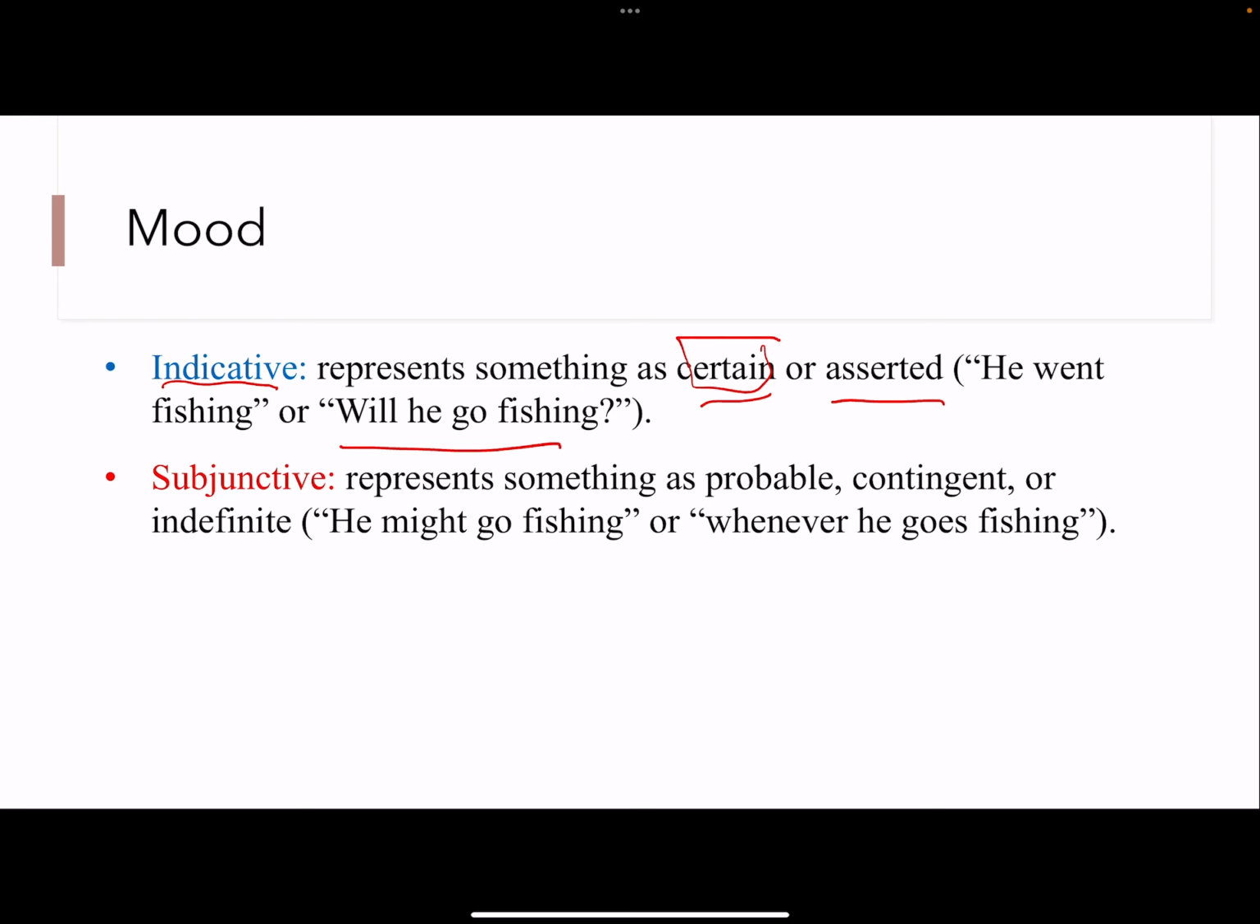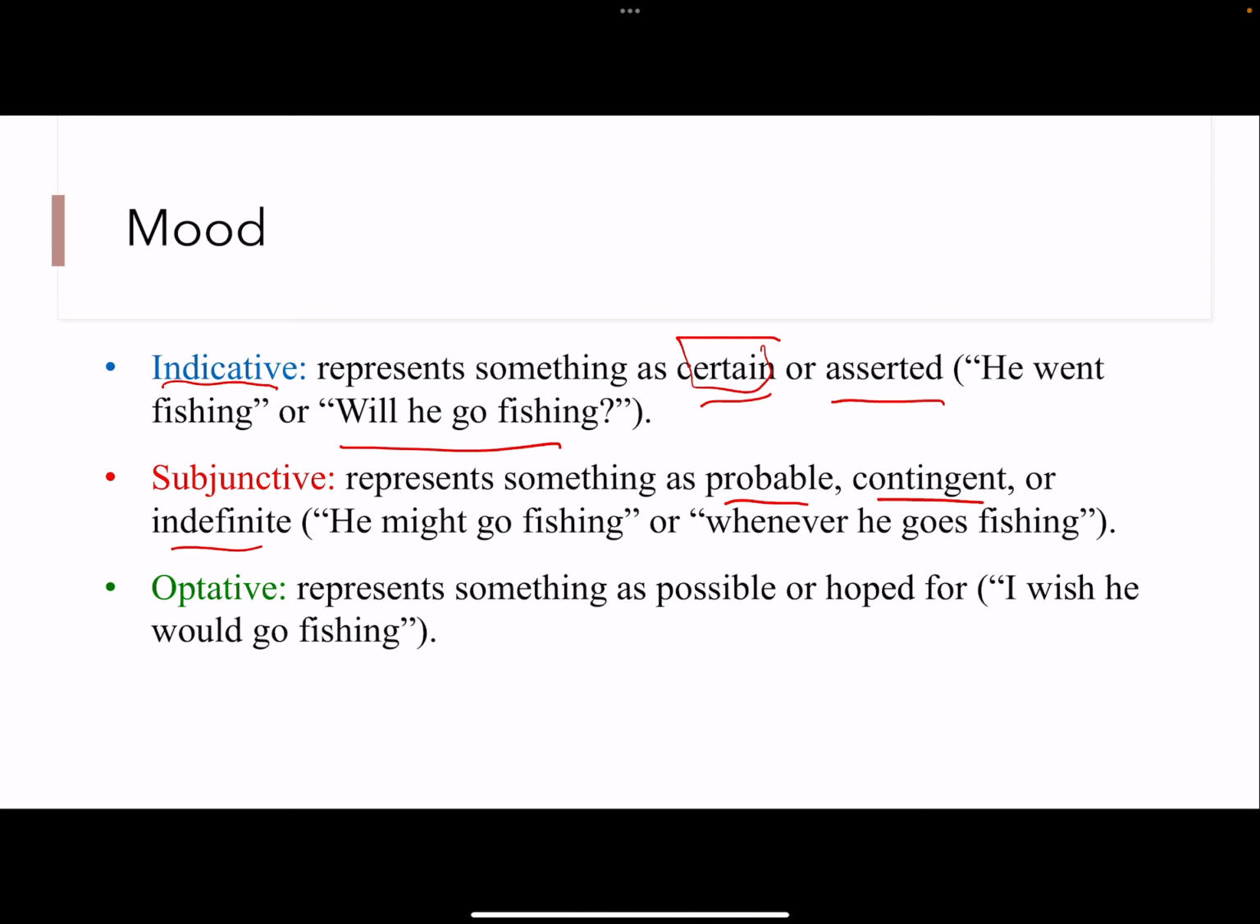The subjunctive represents something as probable, contingent, or indefinite. He might go fishing, or whenever he goes fishing, he does X, Y, Z. And the optative mood represents something as possible or hoped for. I wish he would go fishing. I hope to go fishing.